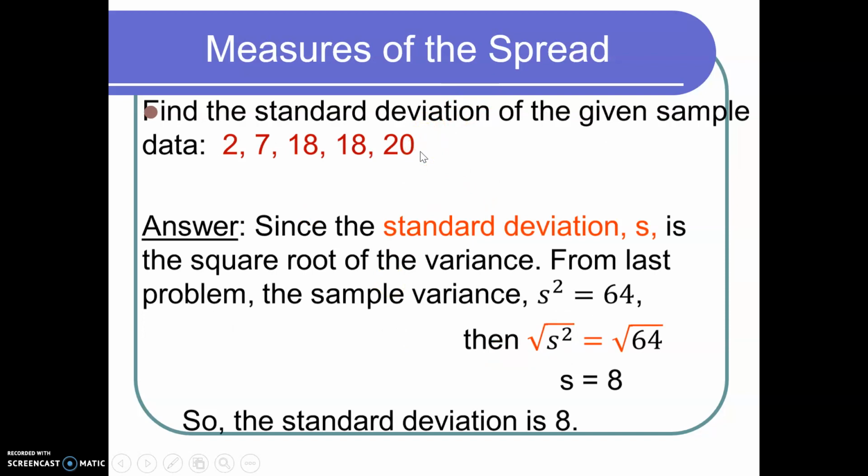Now, the same set of data, but we want to find the standard deviation. So we simply take the square root of the sample variance. So s squared is 64. Then you take the square root of s squared, that is s, the square root of 64, we got 8. So the standard deviation is 8.